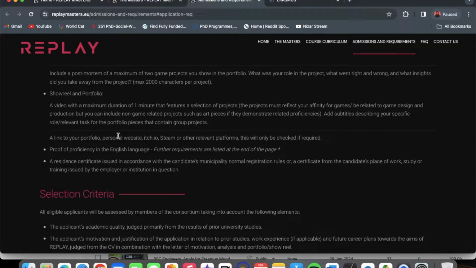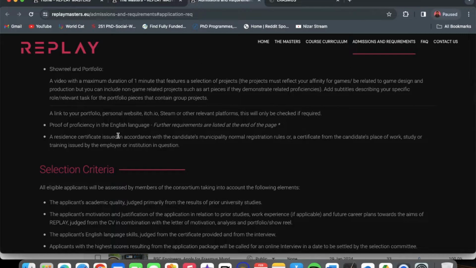The next thing that you need is a showreel and portfolio. That is a video with a maximum duration of 1 minute that features a selection of projects. Okay, so it's a showreel. Your selection of projects should be displayed in 1 minute. You add subtitles describing your specific role and relevant tasks to the portfolio pieces that contain group projects. I know this would be very easy for you if you have experience in game design and production.